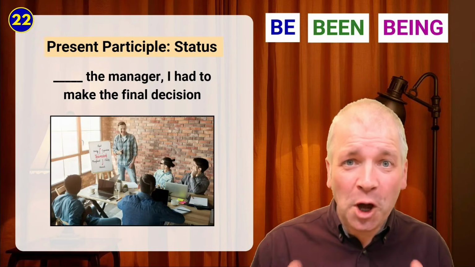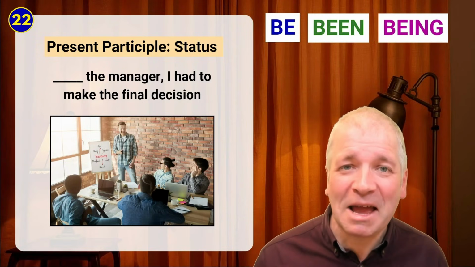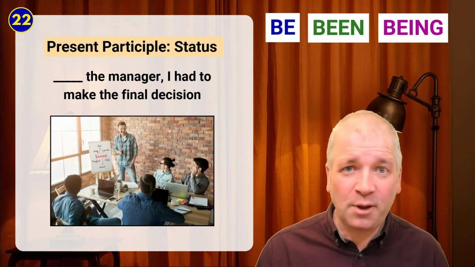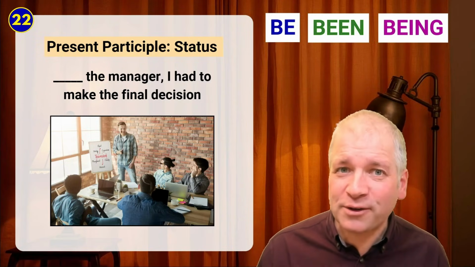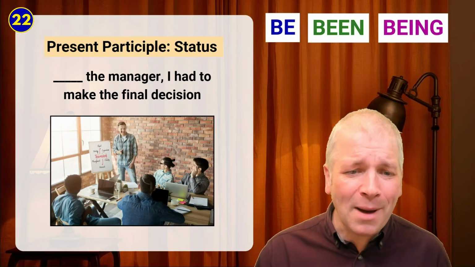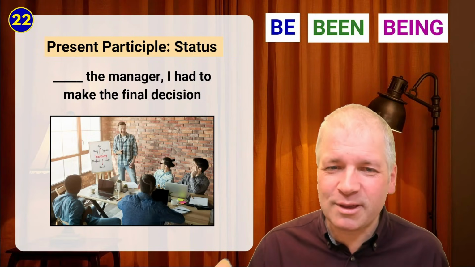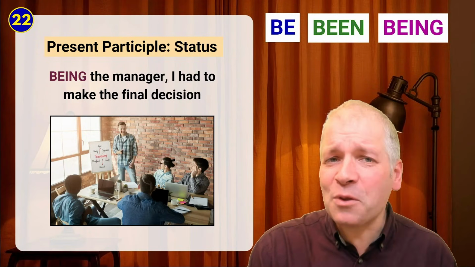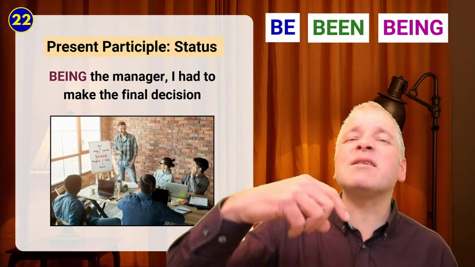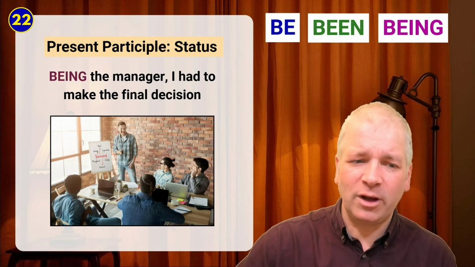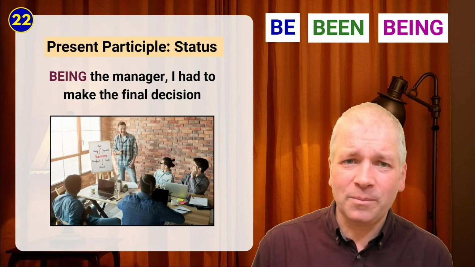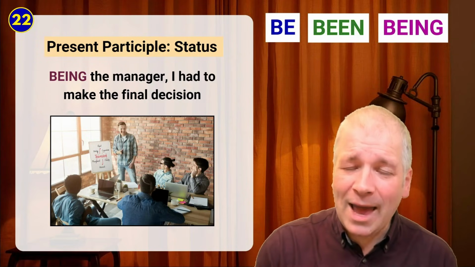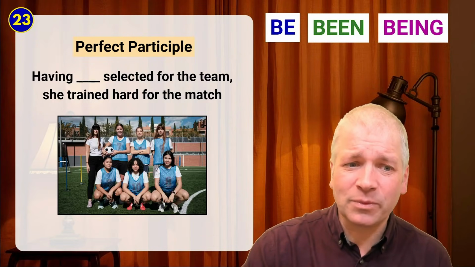Sometimes the verb to be refers to someone's status. And we could put it at the start of a sentence in a present participle. Something the manager, I had to make the final decision. What goes here? Being. Being the manager. This is my status. I am the manager. And being the manager, because I'm the manager, I had to make the final decision.